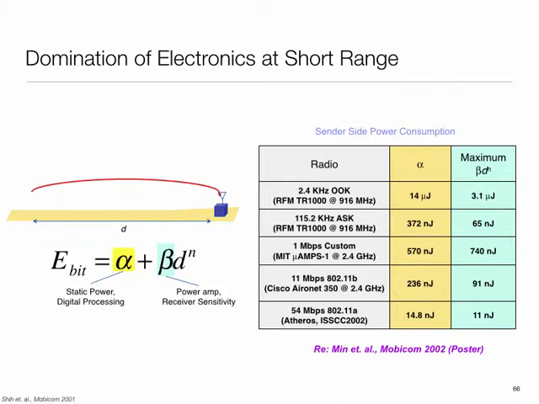This is looking at another kind of low-end radio. It's like 0.4 microjoule or something like that. So more efficient than this, but still. This is some custom radio out of MIT. This is a Wi-Fi radio. This is actually an 802.11a radio, and of the lot, you would see that this one is actually the most efficient. 14 nanojoule and 11 nanojoule.